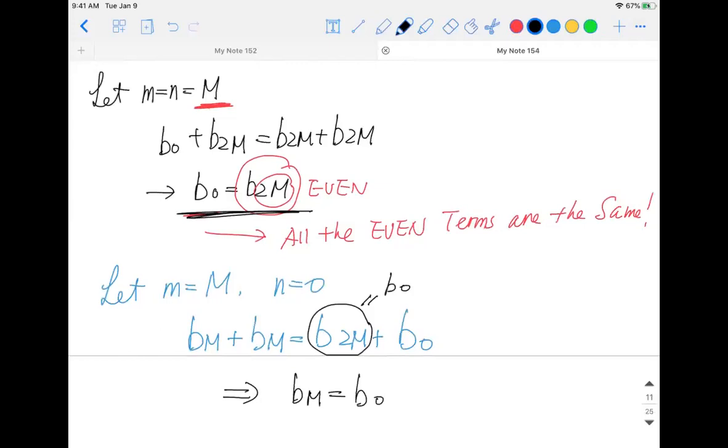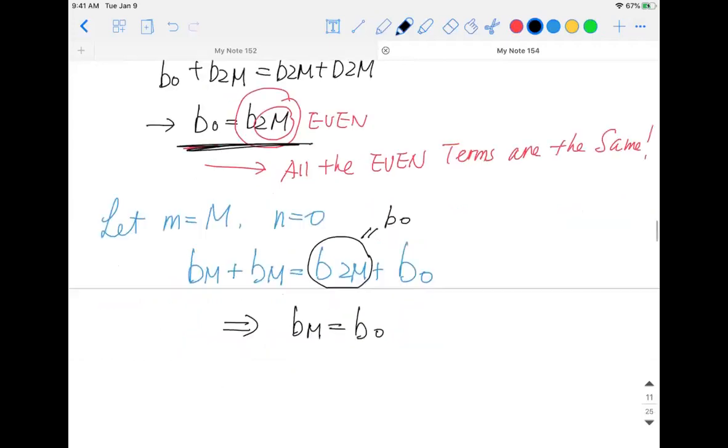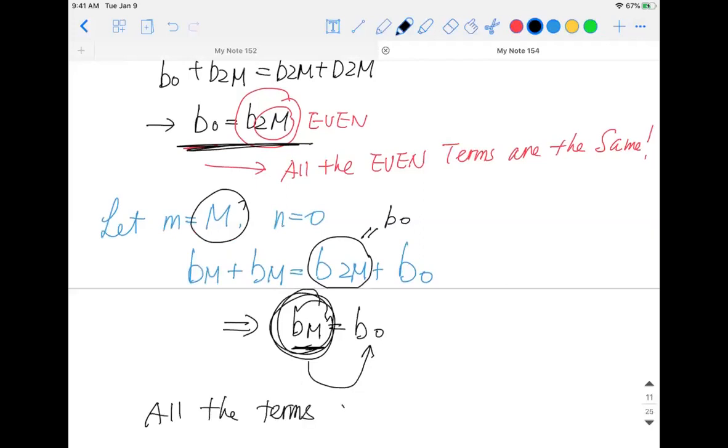Okay, this one is even more interesting. Bm, because m is any kind of number, can be 1, 2, 3, 4, 5, 6, 11, whatever. Every Bm actually equals B0. So that being said, as long as m travels all the positive integers, Bm travels all the terms. So that being said, all the terms are the same. Is that right?